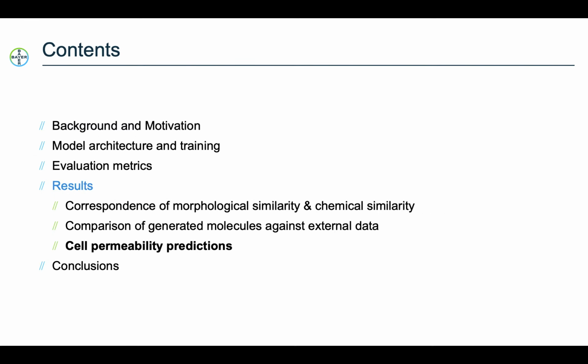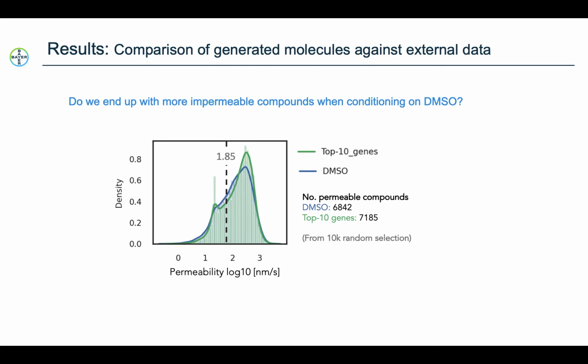All right, and the final thing that we wanted to check was we were wondering if we would get more impermeable compounds when we condition on DMSO profiles. And the reasoning behind this is that DMSO, so this neutral phenotype, should not only include inactive compounds, but it should also include compounds that couldn't pass the cell membrane, and therefore couldn't have an effect.